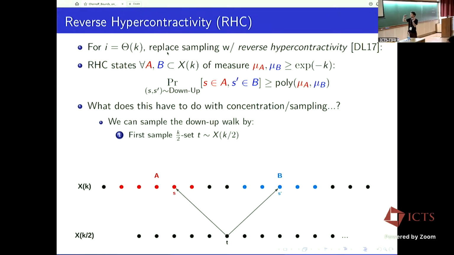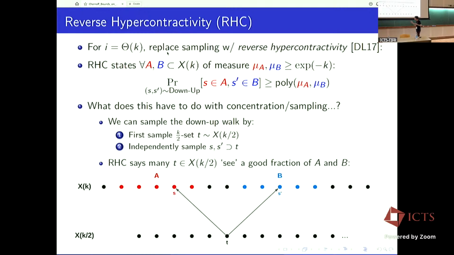Okay, so what does this have to do with concentration? Hopefully it's already a little bit clear from this diagram. I want to rephrase a little bit how I draw the down-up walk. Before I was saying I start at S, I move down to T, and then I move back up to S prime. But I could equivalently draw this pair by first sampling a random k/2 set T, and then independently sampling S and S prime given T.